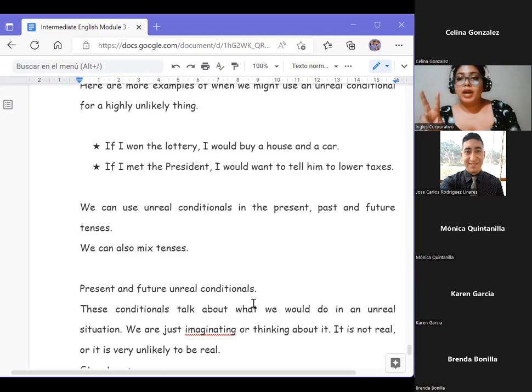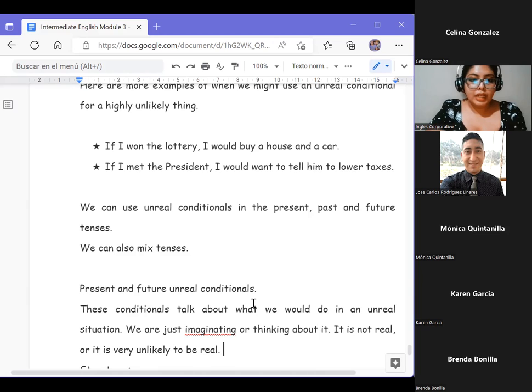It says that we have the first part, that is present and future conditional. And we're talking about that. This conditional talks about what we will do in an unreal situation, obviously. We are just imagining or thinking about it. It is not real or it's very unlikely to be real. Again, we know that information because we were talking about how the unreal conditionals are like this.